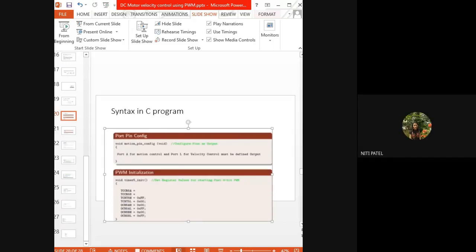ठीक है. तो हमने डिसाइड किया कि ये दो पोर्ट्स पे हमको आउटपुट दिखेगा. Next, to generate that waveform on port number L and to decide the velocity, we have to use timer 5 as we just studied. So we have mentioned that we are going to use this timer 5 function.